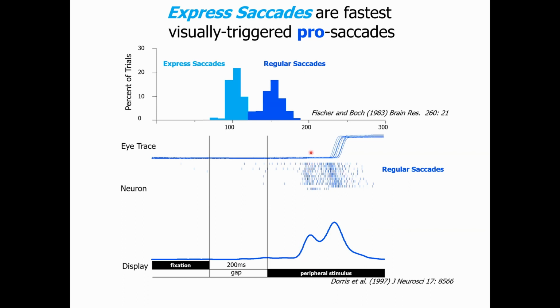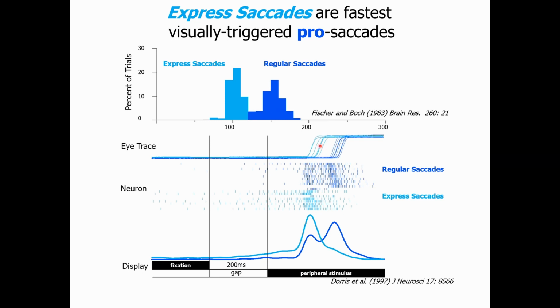And you can see here when the monkey generated these regular latency saccades, this cell had 2 bursts of action potentials. This first burst was time locked to the onset of the peripheral stimulus, which was going to be the saccade target. The second burst here is time locked to the occurrence of the saccade. So this is a sensory response followed by a motor response, and the motor command to move the eyes to that sensory stimulus.